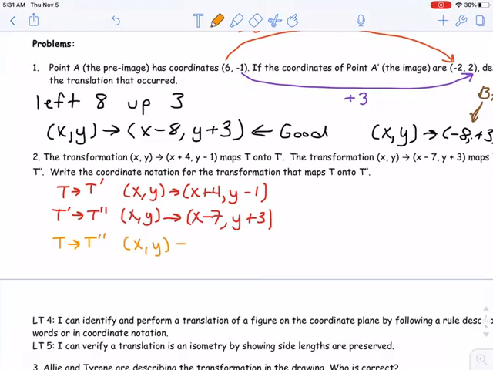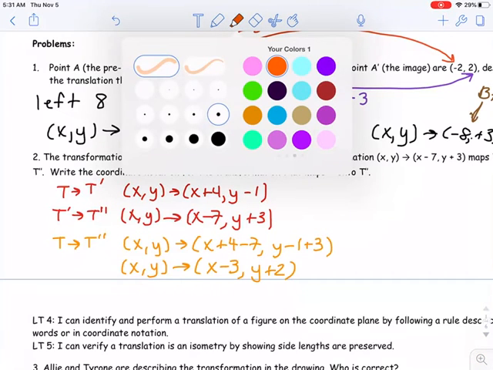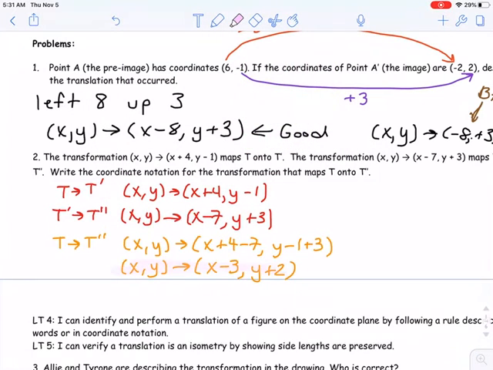(x, y) arrow. I'm just going to bash them together. (x plus 4 minus 7, y minus 1 plus 3). Alright, I'm bashing them together. So the single translation would go (x minus 3, y plus 2). And that's the answer, ladies and gentlemen.